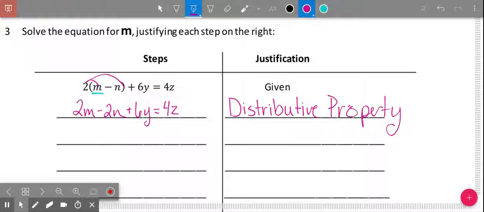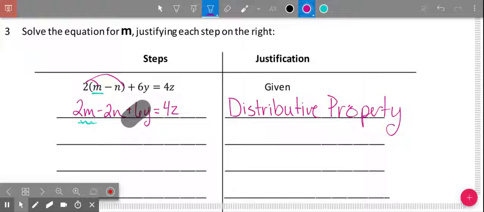All right, so now I'm still trying to get the m all by itself, and I have a lot of stuff going on over here on that side. So I need to get rid of this 2n, but not by erasing, I meant to highlight it. There we go. I need to get rid of this 2n, and I need to get rid of the 6y. So I'm going to start with the 6y. That's just what I'm going to do first. It's a positive 6y.